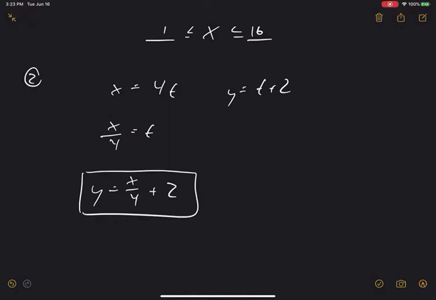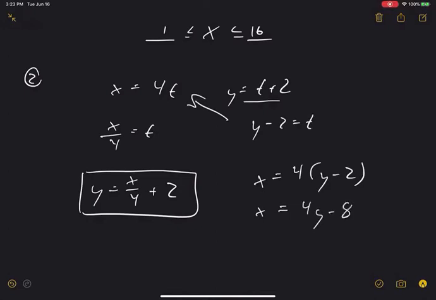Or I could say y minus 2 equals t from this equation, and then plug that into here. I would get x equals 4 times (y minus 2), so x equals 4y minus 8. Both of these would be acceptable answers.